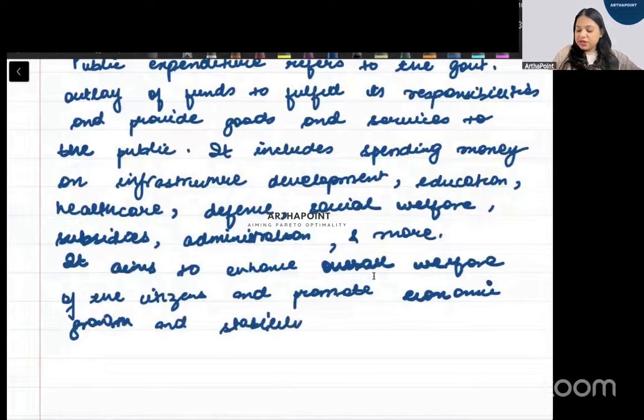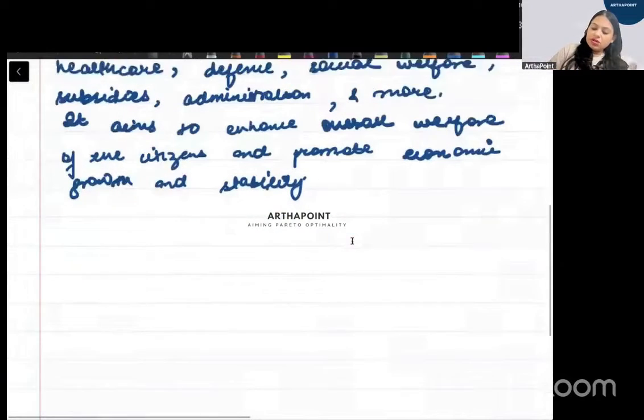So whatever money the government is spending, whether to bring the right rules and regulations, or to ensure that there is no crime in the economy, right? Whatever money the government is spending, that is public expenditure. It can be for social welfare, it can be for other things, whatever money the government is spending, that is public expenditure, right?